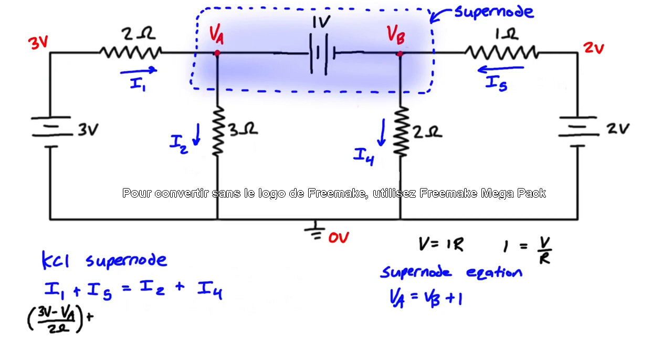And then for I5, we're going to do the same. So we have the voltage is 2 volts minus VB. So we can write that in, 2 volts minus VB. And this is all over the resistance, which is 1 ohm. For I2, we're just going to have VA minus 0. So that's just going to be equal to VA over the resistance, which is 3 ohms. And then for I4, it's exactly the same. We have VB minus 0, which is VB, over the resistance, which is 2 ohms.